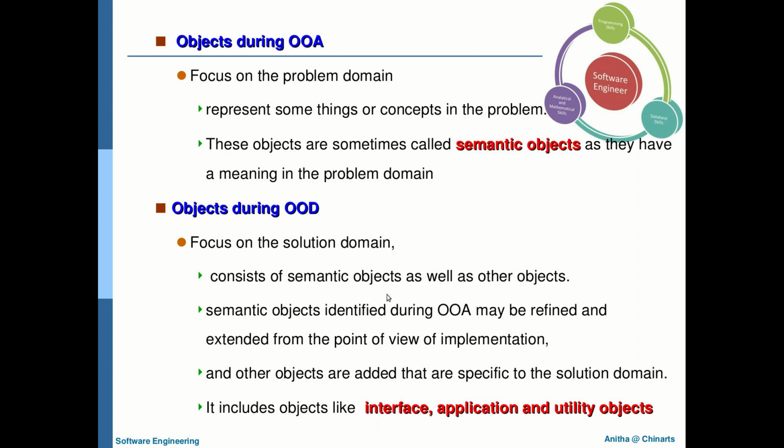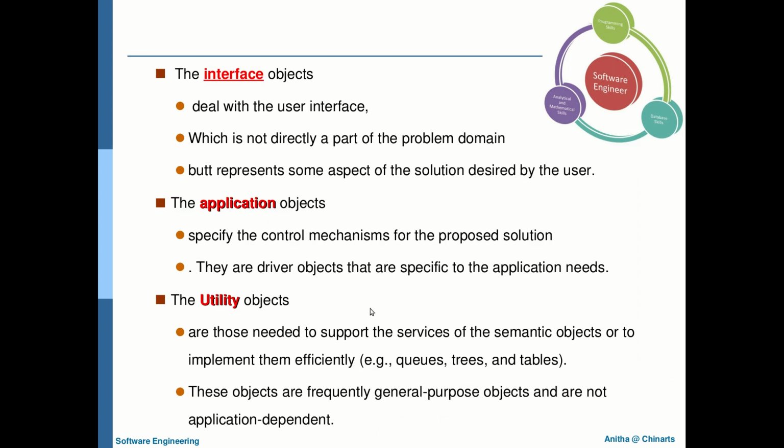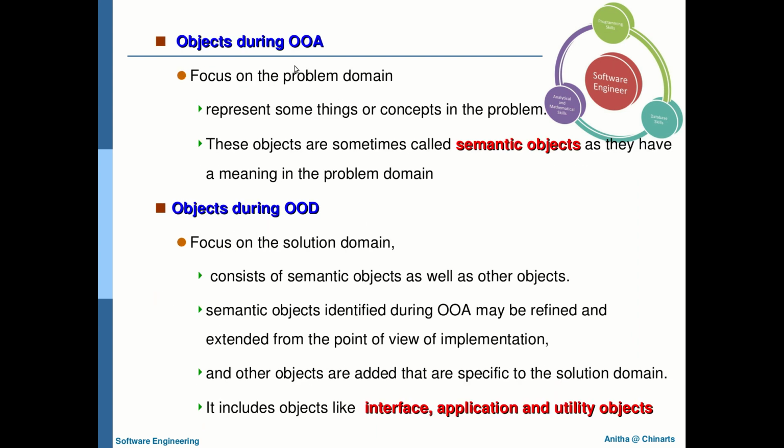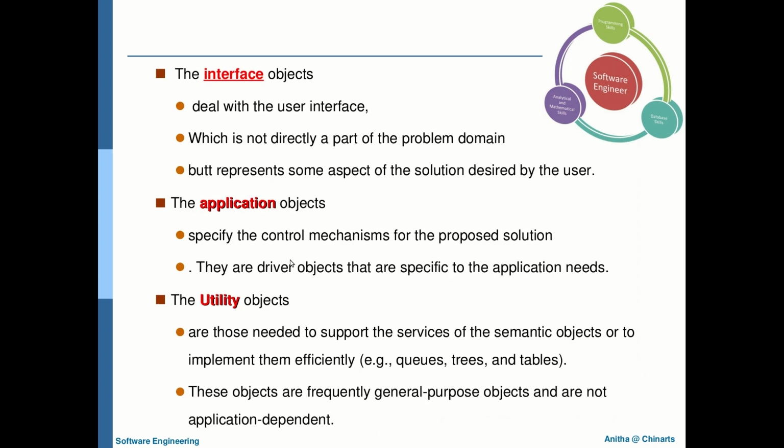and you will have some utility objects that support the semantic objects also. So these are the different kinds of objects you will be using in the object-oriented design. What are the kinds of objects you have? Objects of the problem domain, objects of the solution domain. In the solution domain, you need interface, application and utility objects.